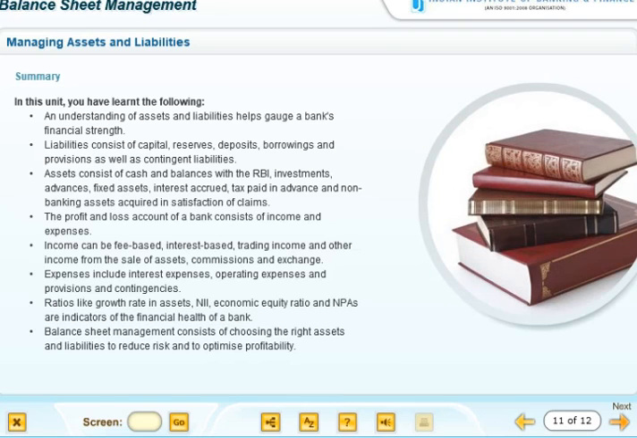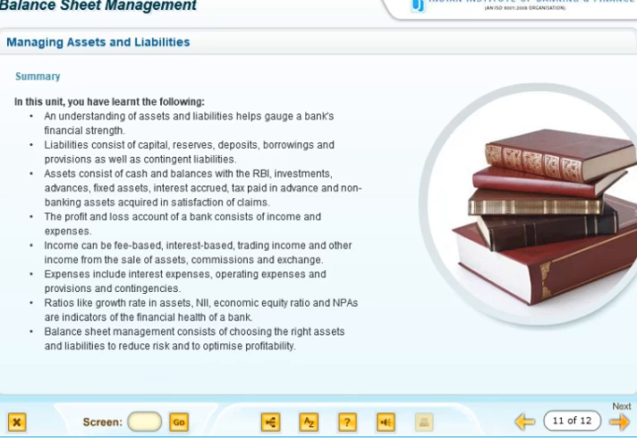In this unit, you have learnt the following. An understanding of assets and liabilities helps gauge a bank's financial strength. Liabilities consist of capital, reserves, deposits, borrowings and provisions as well as contingent liabilities. Assets consist of cash and balances with the RBI, investments, advances, fixed assets, interest accrued, tax paid in advance, and non-banking assets acquired in satisfaction of claims.